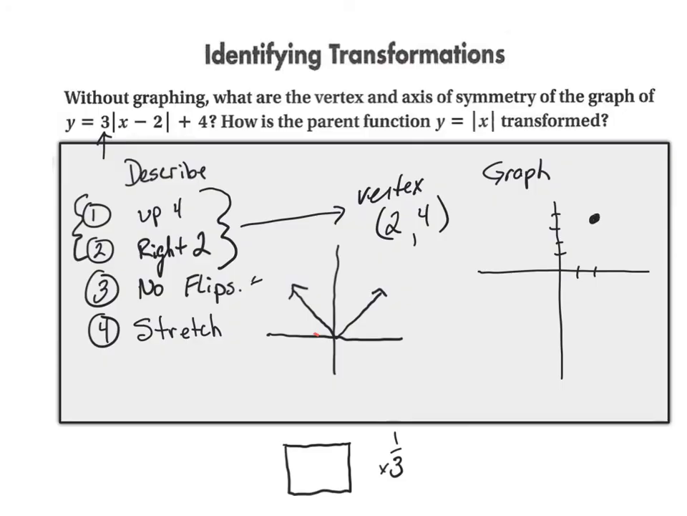We said that there were no flips, so I know that it's going to go up, and it's a stretch. Well, remember, 3 is the slope, in air quotes. So I'm going to go up 3, 1, 2, 3, over 1, go up 3 over 1, and there is my graph. You can see how it's not a normal 90 degrees. A normal absolute value graph would be 90 degrees in between here. That's obviously got squished down a little bit. So it got a little bit skinnier because I stretched it up, and there's the transformation.